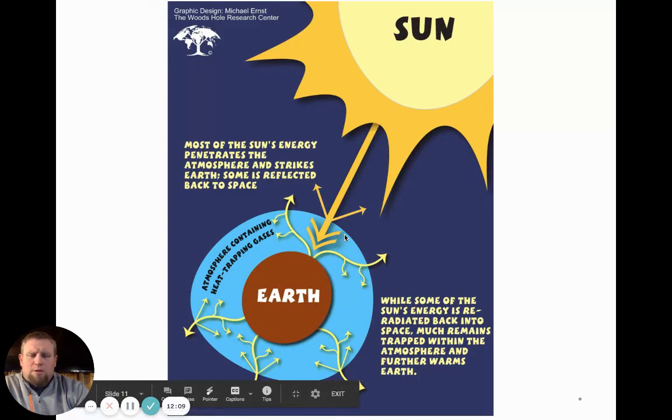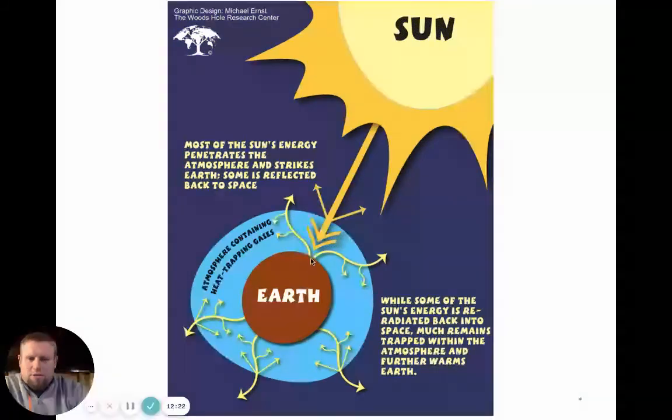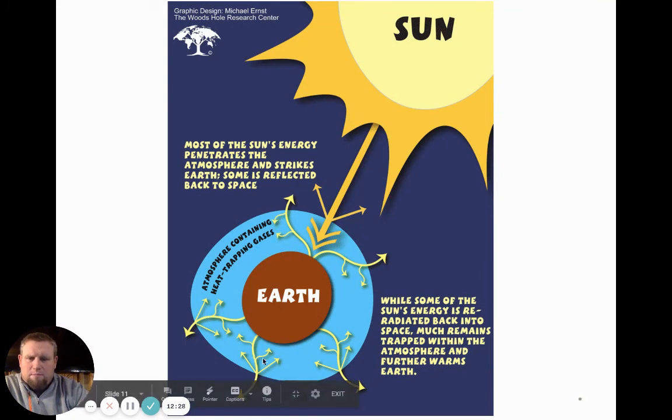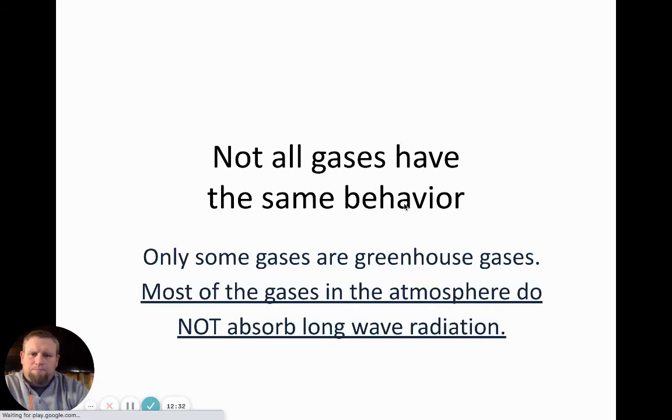Okay, so this is just a picture to kind of explain that a little bit more. So we've got the shortwave radiation coming from the sun, and it hits the Earth. The Earth absorbs some of that energy, and then these smaller arrows, these lighter yellow ones, are coming back out, and you'll notice that some of the energy makes it all the way back into space, but some of it is trapped in by the greenhouse gases, and that's what warms our planet, okay?